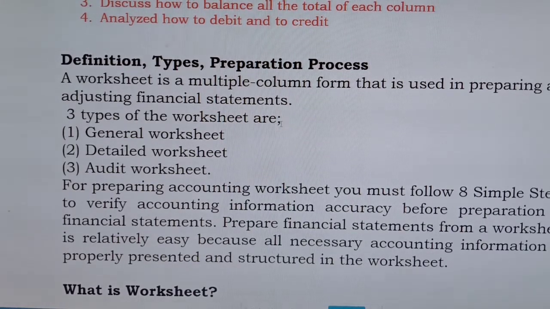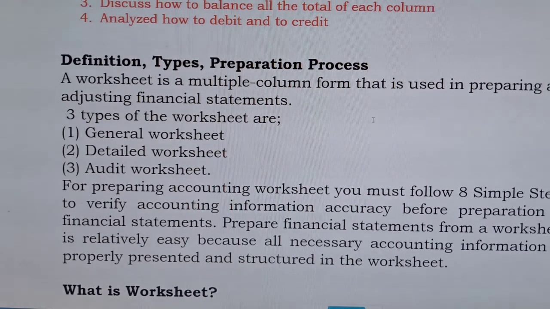So, a worksheet is a multiple column form that is used in preparing and adjusting financial statements. So, ang worksheet po ay merong 10 column worksheet at merong 12 column worksheet that is used in preparing adjustments and financial statements. So, ang purpose po ng worksheet ay para madali yung pagpe-prepare ng financial statement at mas fair yung ating financial statement. So, meron tayong three types of worksheet. The general worksheet, the detailed worksheet, and the audit worksheet.